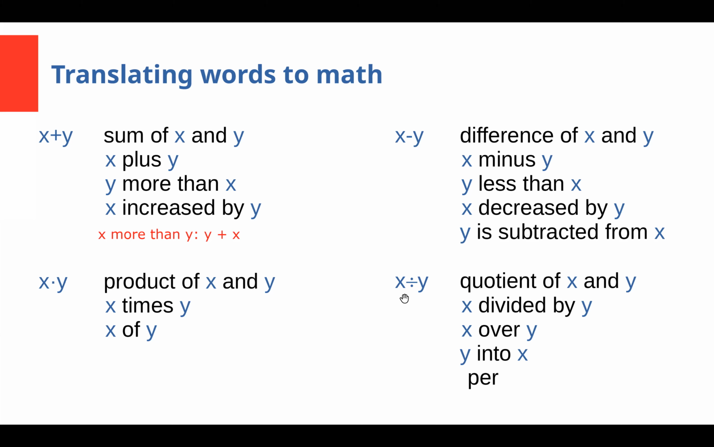Now, for the division, we have a little bit more there. For example, we can say quotient of x and y. We can say x divided by y. We can say x over y. And I think these are the three that I usually prefer to use. I do not like to say y into x because sometimes it might be misleading and you might mix them up then, right? So y into x.